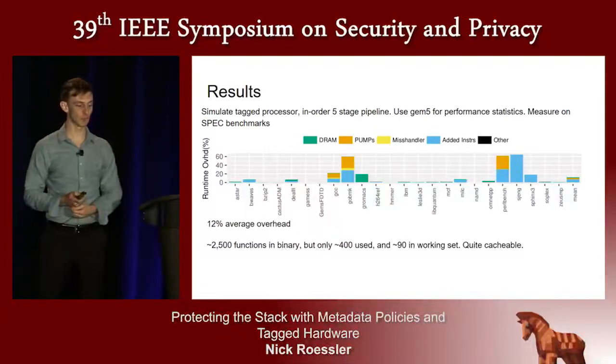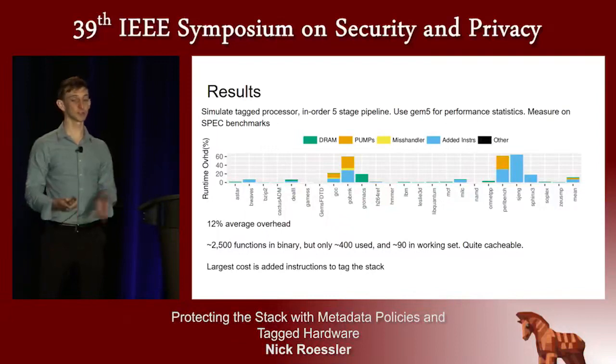Okay, so the largest cost we can see, shown in blue, is the instructions that we're adding to tag and then clear stack memory. For example, we can look at strang, and we can see that there's quite a large overhead just for this one source of overhead.